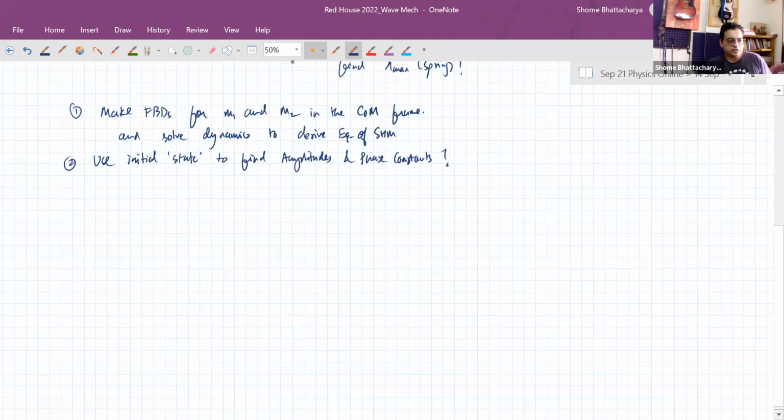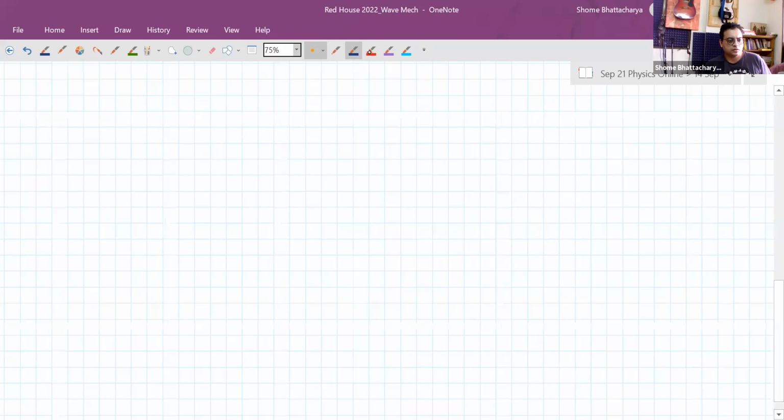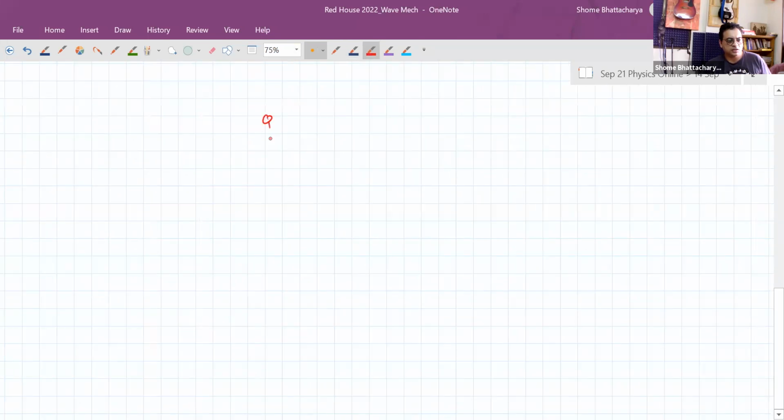Okay, so I'll go ahead and make the free body diagrams. So first of all, we are in the center of mass frame, which now becomes a non-inertial frame, which is traveling with that acceleration that we have written now. So let's say initially when the system started off, this is where the blocks were. I think this one was M2, right? And this one was M1. So this is at t equal to 0.